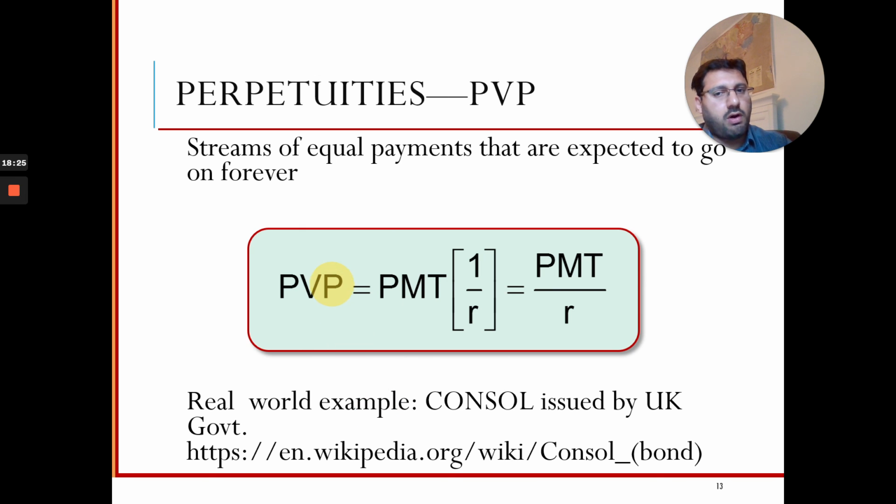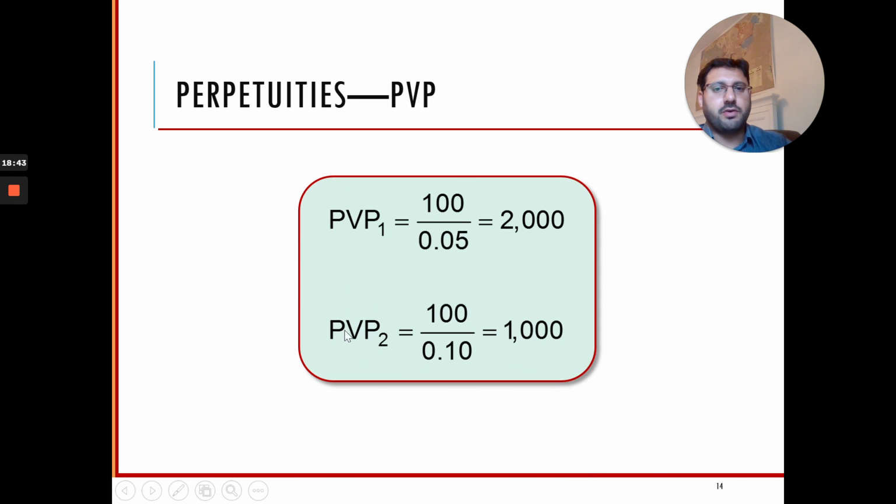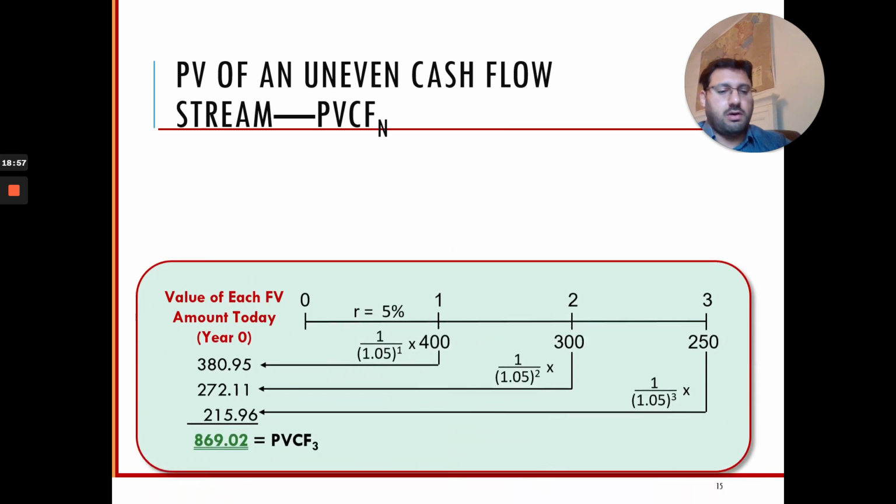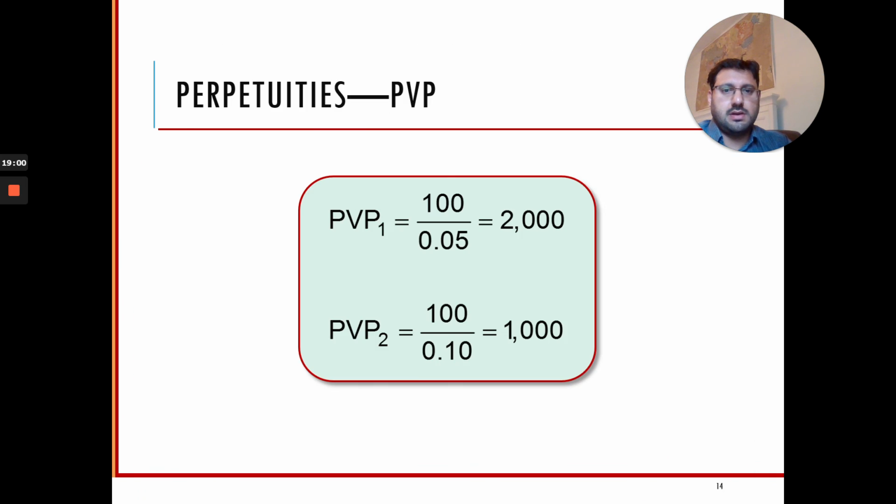So the present value of such a perpetuity, or such constant cash flow which will happen forever, is simply the equal payments, PMT, divided by the interest rate. If you compute it, that will give you the present value of the perpetuity. So for example, if someone comes and tries to sell you a product where you'll keep receiving $100 at the end of every period, and the period interest rate is 5%, right? The worth of such a perpetuity is actually $2,000.